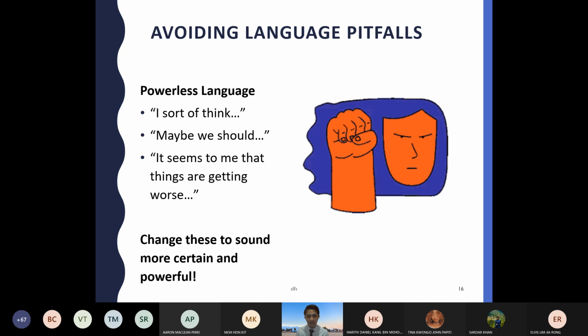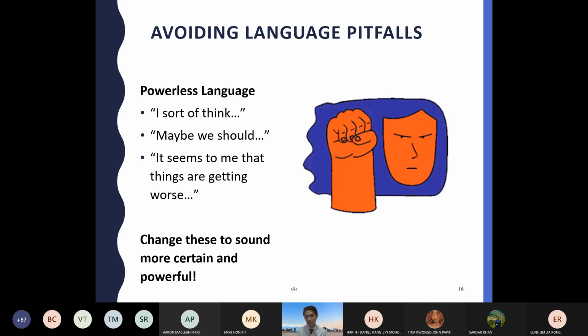And the second phrase is "maybe we should." Here it is very simple. No need for the word "maybe," because the moment you use the word "maybe," there's a chance, there's a probability, that we shouldn't have done something. So do not use the word "maybe" here. And the last example, "It seems to me that we are getting worse." Again, the words "it seems to me" can be a little bit more powerless. You can just say, "Things are getting worse."